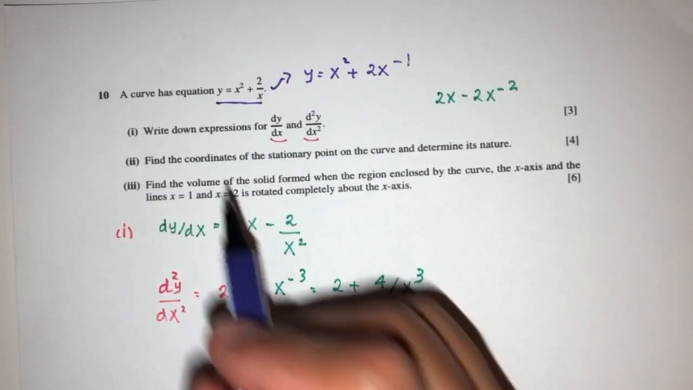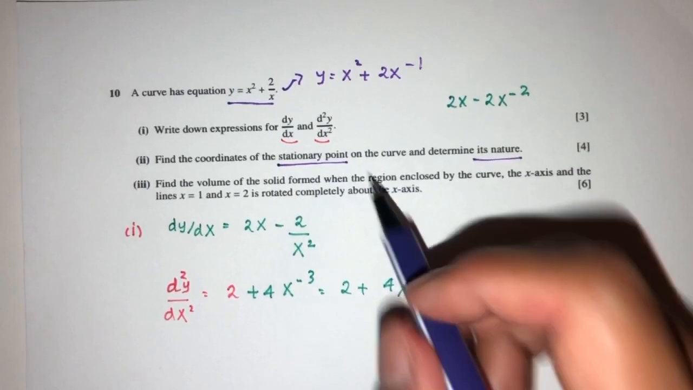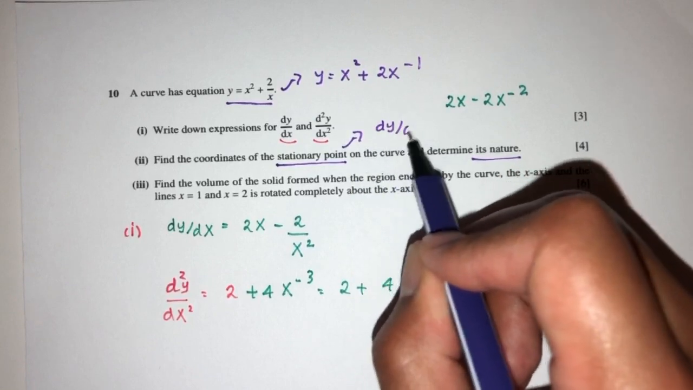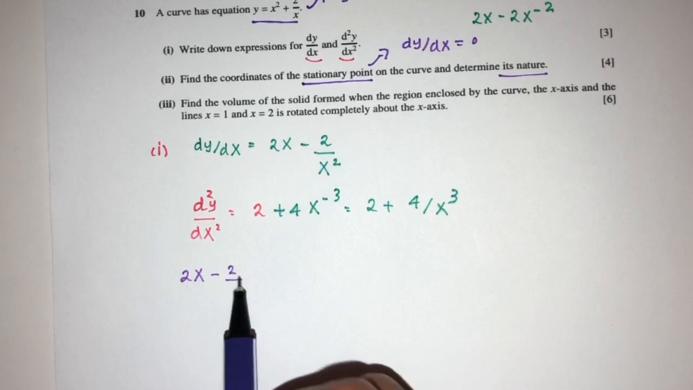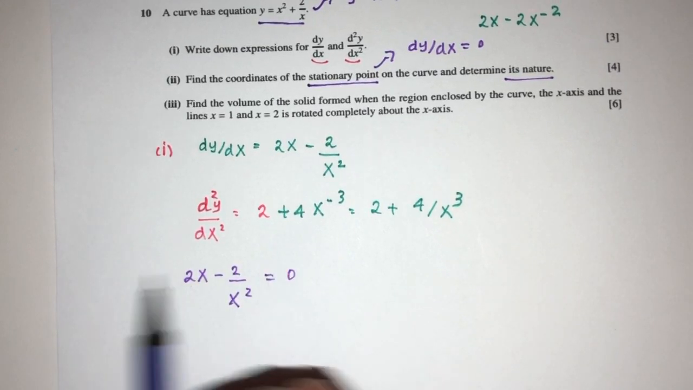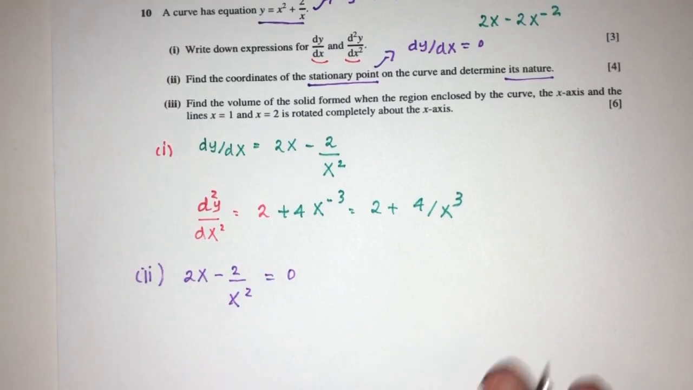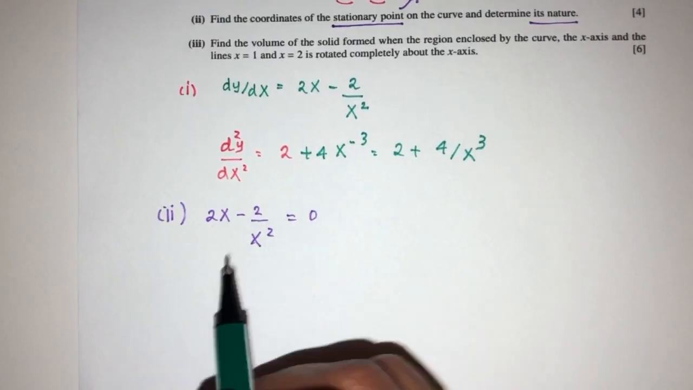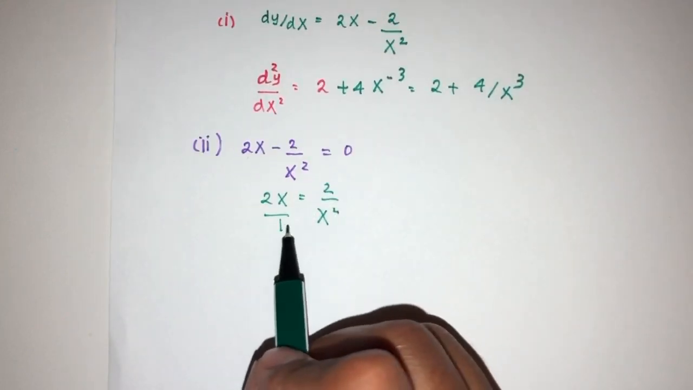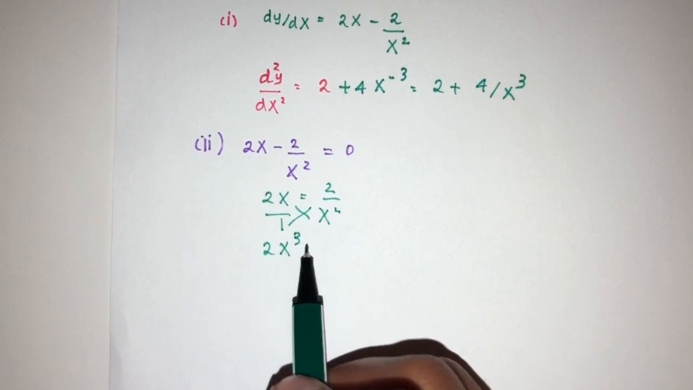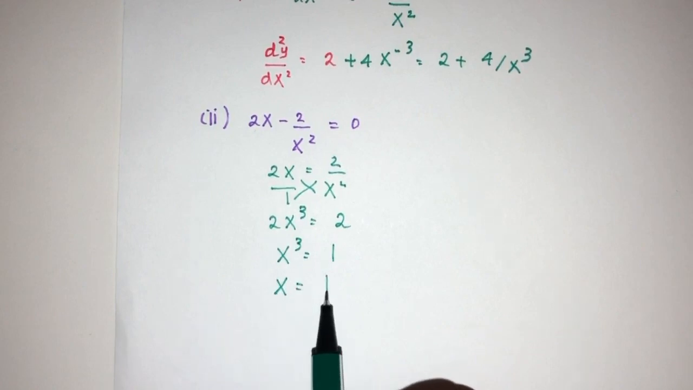Now part 2, we have to find the stationary point on the curve and find its nature. So pretty easy. This happens when dy by dx is equal to 0. So equate, that will be 2x minus 2 over x squared is equal to 0. At the stationary point, dy by dx is equal to 0. Now, let me send this over here. You will have 2x is equal to 2 over x squared. Cross multiply, you will have 2x cubed is equal to 2. X cubed is equal to 1, so x has to be 1.